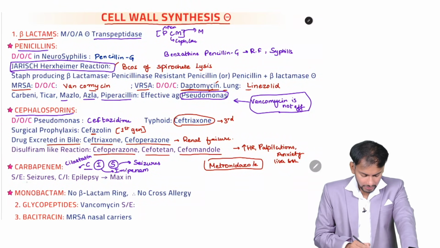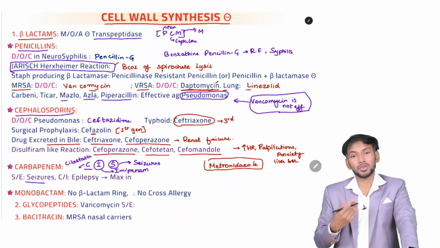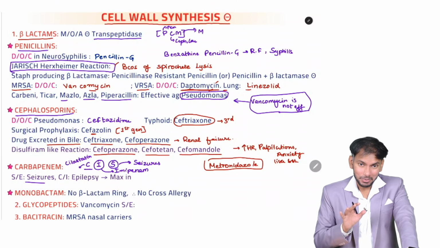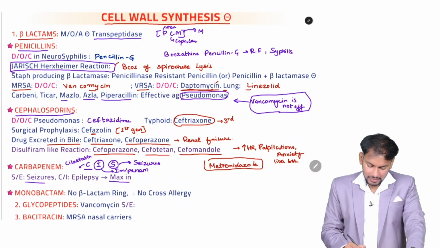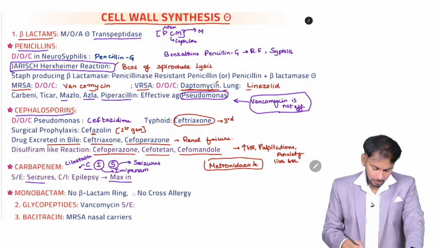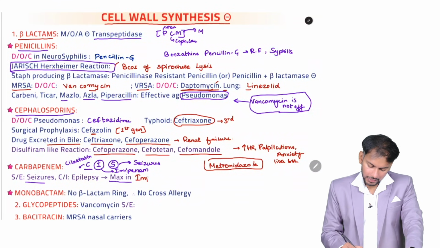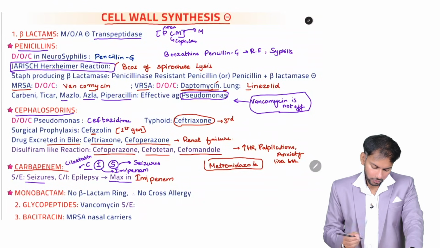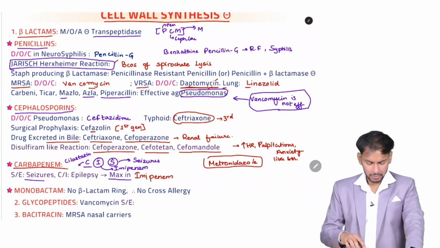Okay, so you see here side effects of carbapenem are seizures. That is why it is contraindicated in epilepsy. Now, these seizures are maximum in imipenem. That is why I gave you the mnemonic CIS. That's all, it finishes carbapenems.